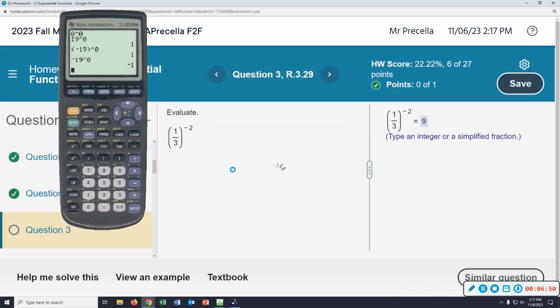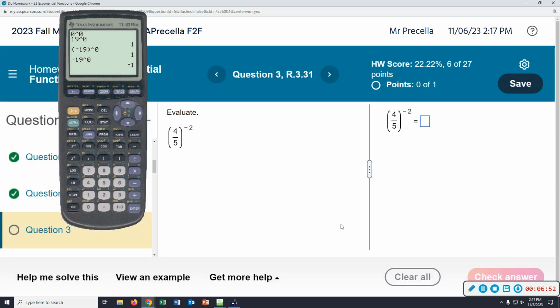Okay, let's see. This one's better. I got a 1 there. 4 over 5 to the negative 2 power.